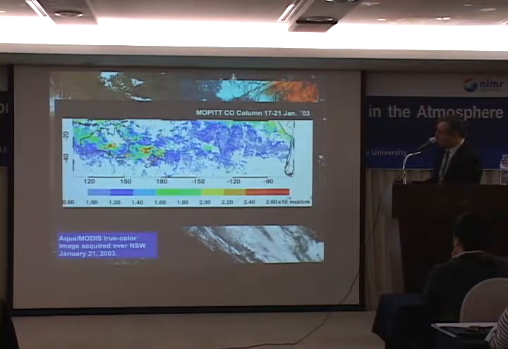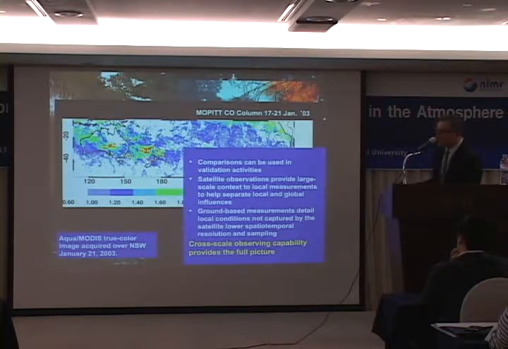It not only came out over the Sydney region, but then extended all over, out over the Indian Ocean towards New Zealand and even further along there. So the satellite data are very useful to give us this large-scale context.